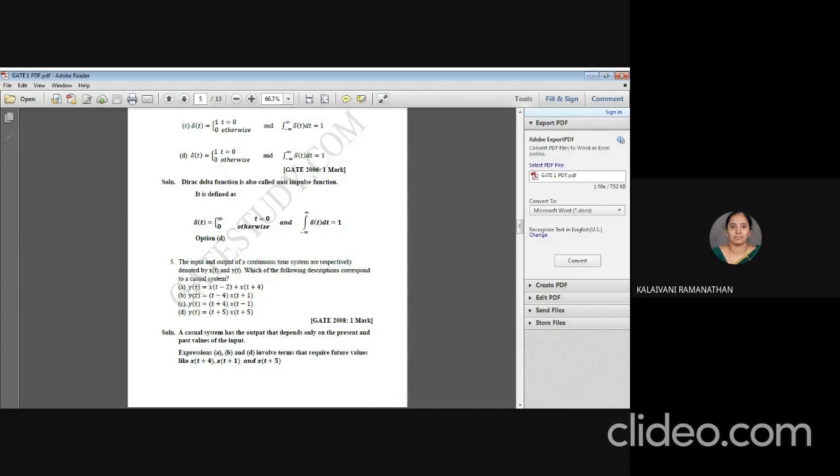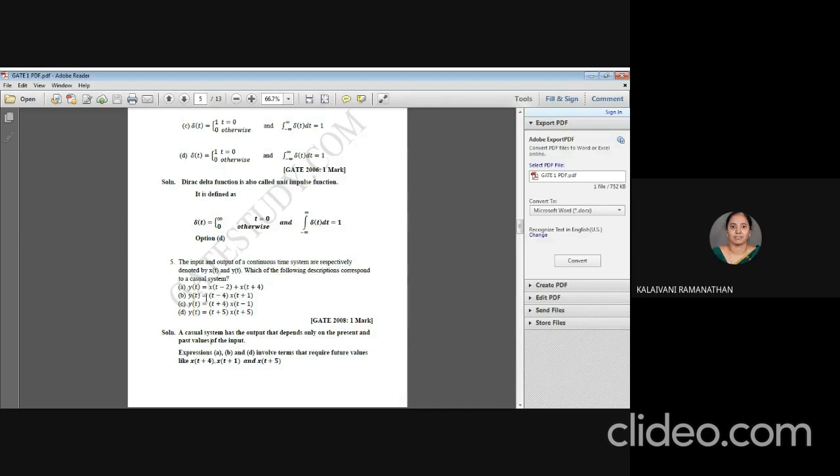In this case, y of t represents your output and x of t represents your input. So x of t minus 2 is a past sample, but t plus 4 is a future sample. So you have to reject it. Similarly, here you have y of t equivalent to t minus 4. T minus 4 is just a constant. Then you have x of t plus 1. This is a future sample. So you have to reject option B also.